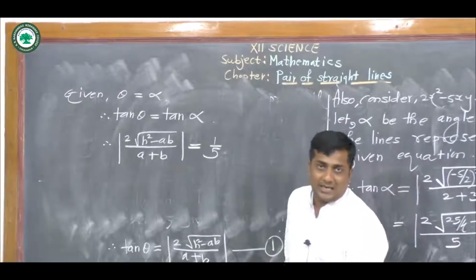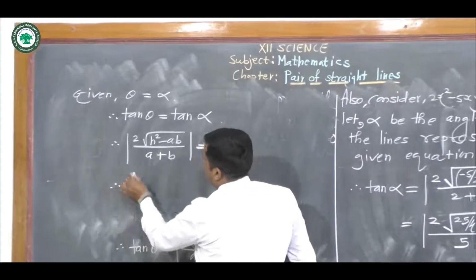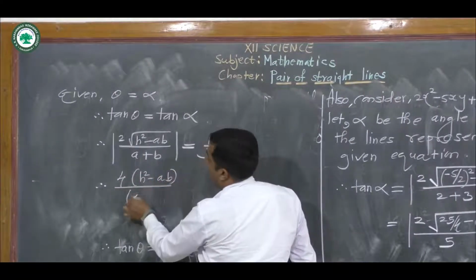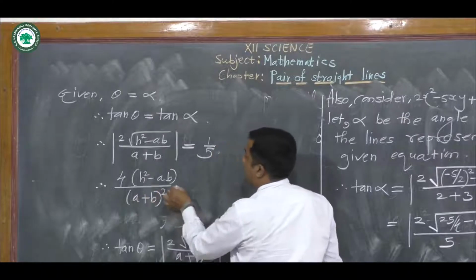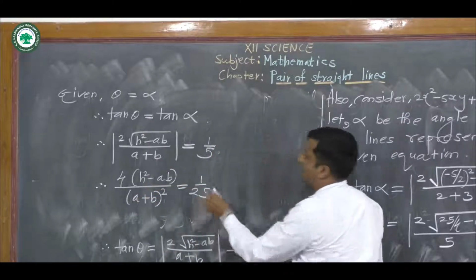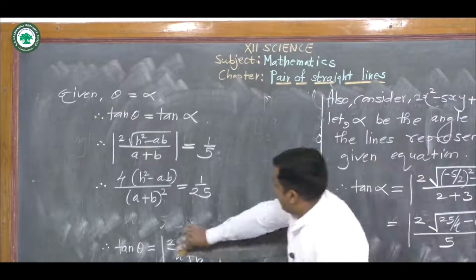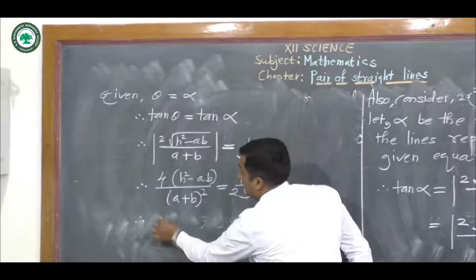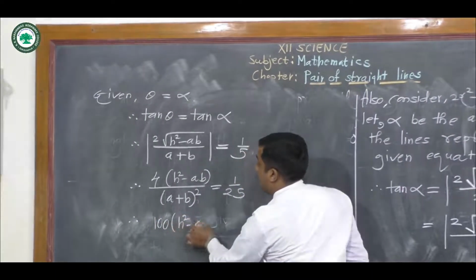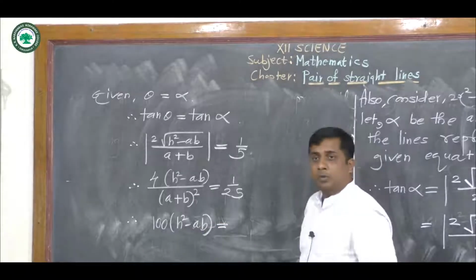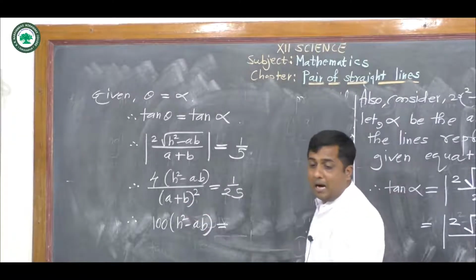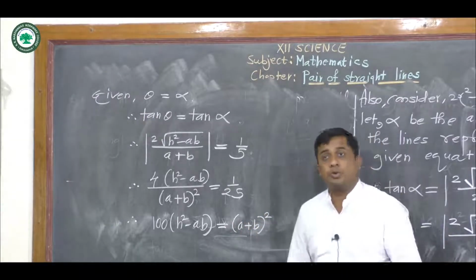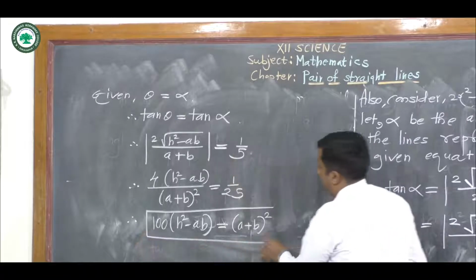Now squaring on both the sides, we get 4 into bracket h square minus ab, divided by (a plus b) bracket square, is equal to 1 upon 25. And lastly, we know 4 into 25 is 100, so 100 into bracket h square minus ab is equal to 1 into (a plus b) bracket square, which is (a plus b) bracket square, and this is what we had to show.